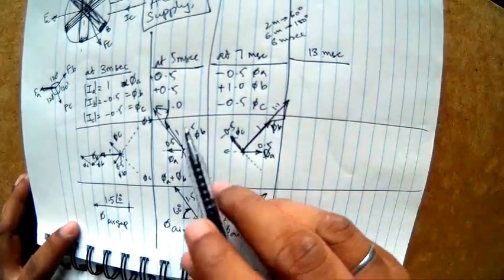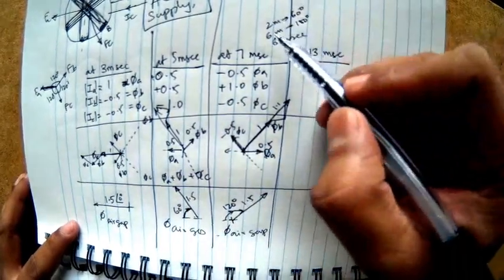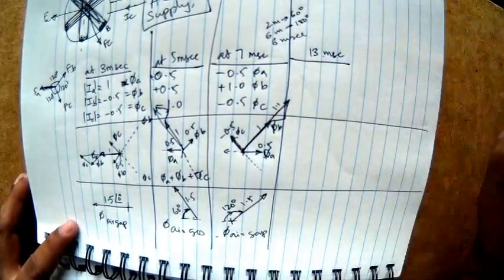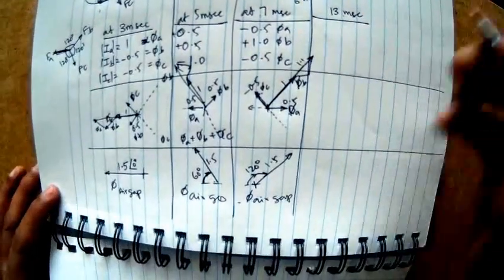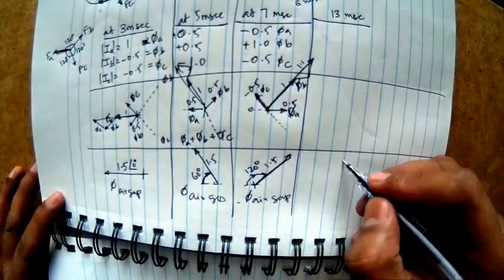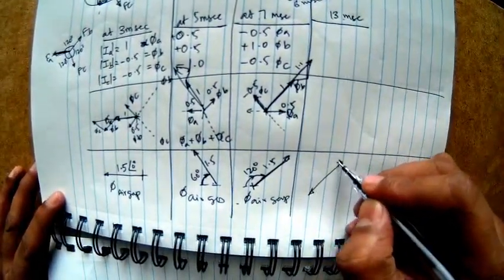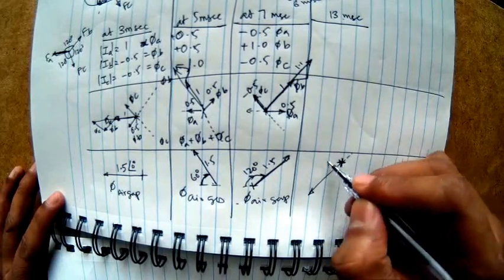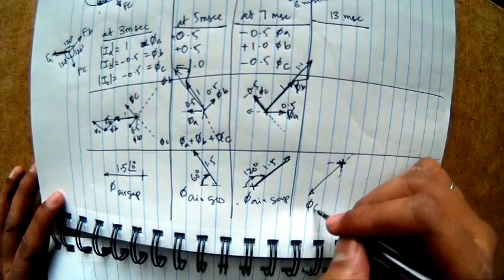Isn't it? 2 milliseconds, 60 degrees. So 6 milliseconds will be 3 times more, 180. That means exactly opposite. So whatever angle we are having like this, I will get exactly the opposite direction. This will be the origin, and this is exactly the opposite direction I will get for the flux.